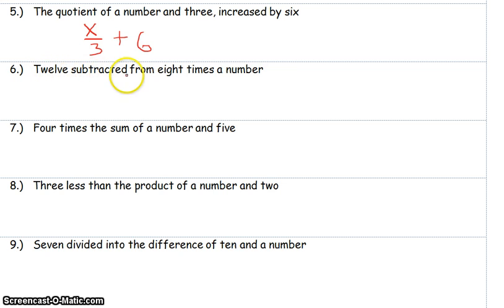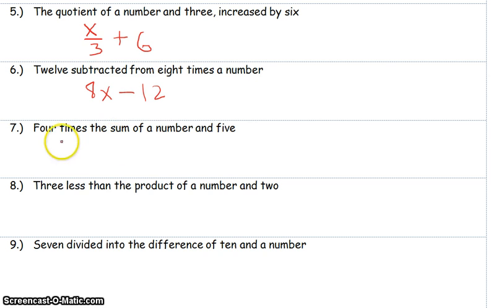Number 6, 12 subtracted from 8 times a number. First of all, we need to know if the 12 goes in the front or in the back of the subtraction sign. Let's use that example we used before about your age. If you had 12 subtracted from your age, what would go first? You're correct. Your age would go first. So we need to put the 8 times the number first here. So it'll be 8x minus 12. So that's 12 subtracted from 8 times the number.